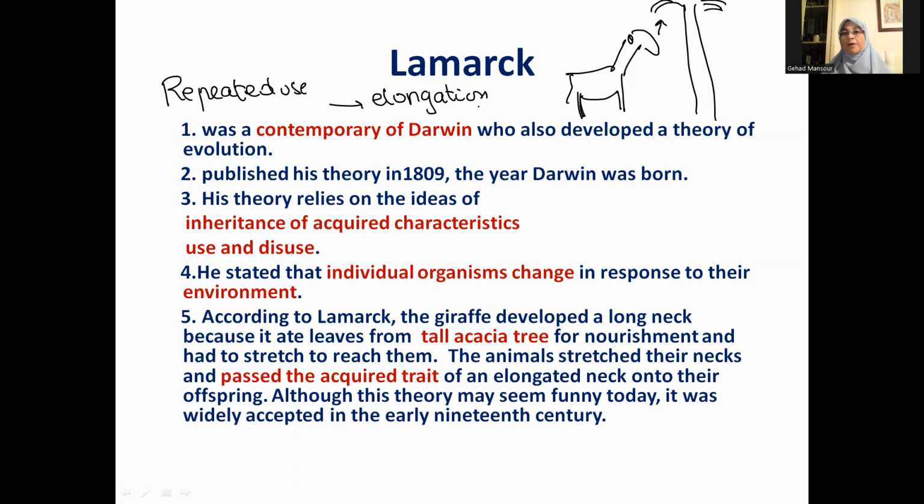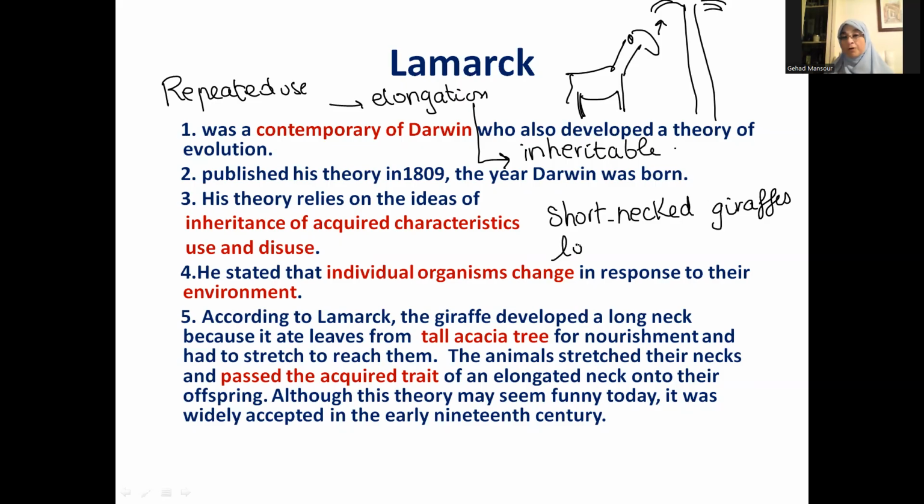And he also said something incorrect, that this elongation in the neck of the giraffe was passed on to offspring, or was inheritable. Okay? Of course, this is absolutely wrong. But what actually happens, Darwin, of course, explained this better. What happens is that there were, at a certain time in the natural history of Earth, short-necked giraffes that were the majority at the beginning, and there were long-necked giraffes that were a minority at the beginning. So the short-necked are the wild type, and they are the original type.